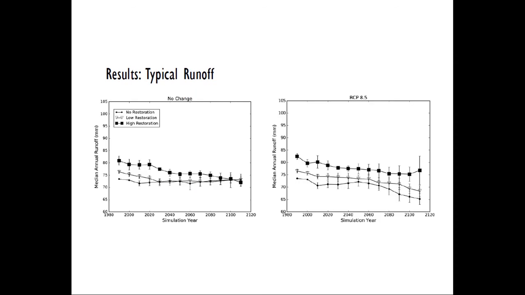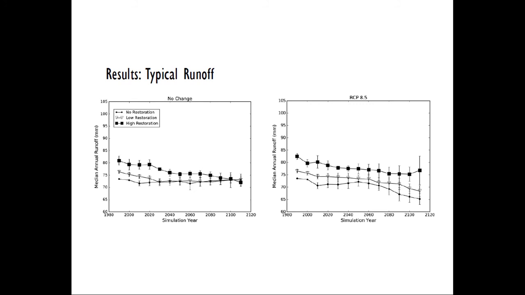So these are the results for change in runoff. The error bars indicate the range of variability over the different fire scenarios, going from a bad fire to a bad stochastic fire scenario to a good stochastic fire scenario. And there are 3 lines for high restoration, low restoration, and no restoration. And this is just the no climate change and high climate change. I'm calling this typical runoff because this is for a year receiving the median amount of runoff, so average climate conditions.